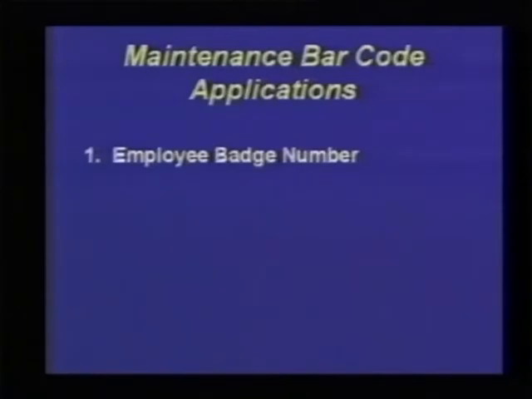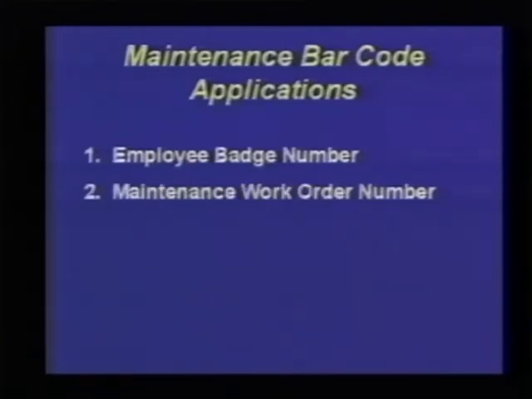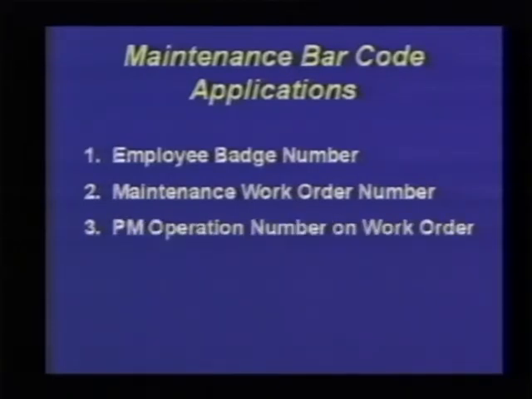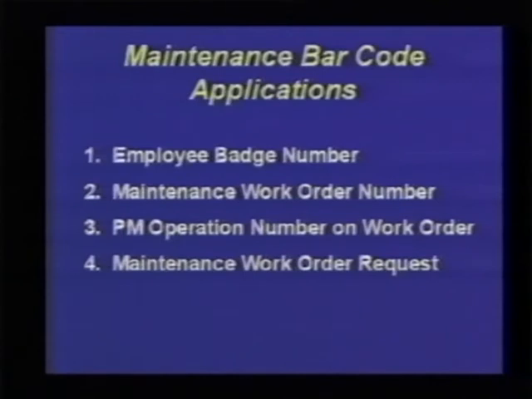First, the employee badge number. See, I don't have to record that anymore. I could wand it if I wish. I could also barcode the work order number, and that could be for both planned and unplanned work orders. I can also indicate the PM operation numbers. Those are the sequence numbers. Those likewise can be barcoded. I can also barcode the maintenance work order requests coming in from people outside of the maintenance organization. And those requests would then subsequently be converted over to what we call the unplanned maintenance work orders.